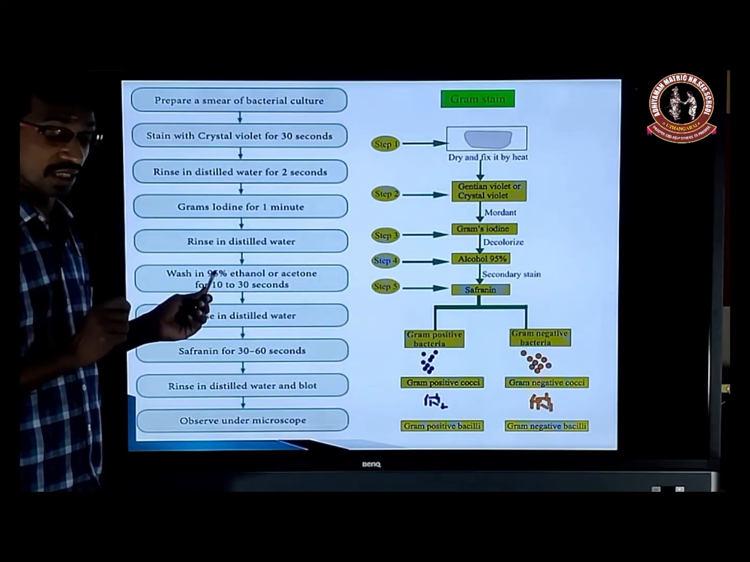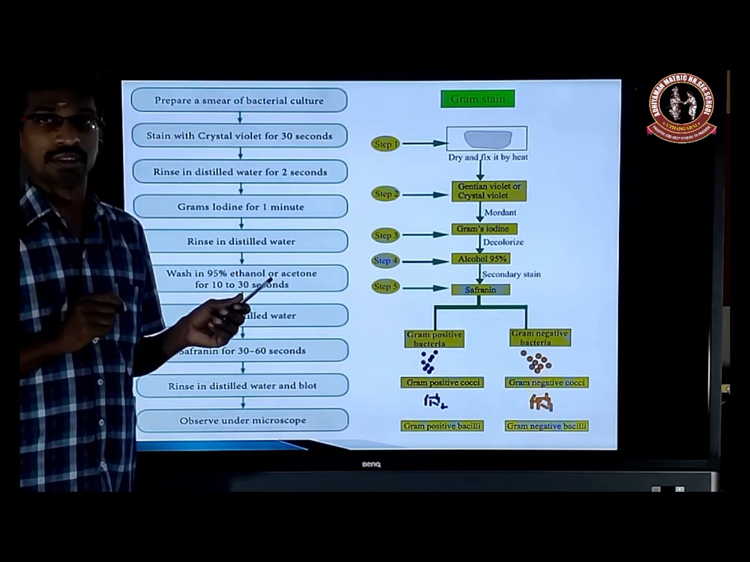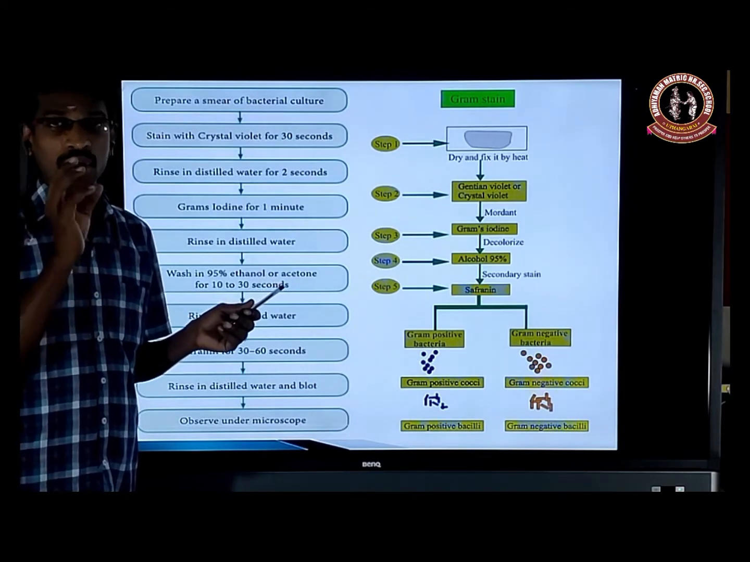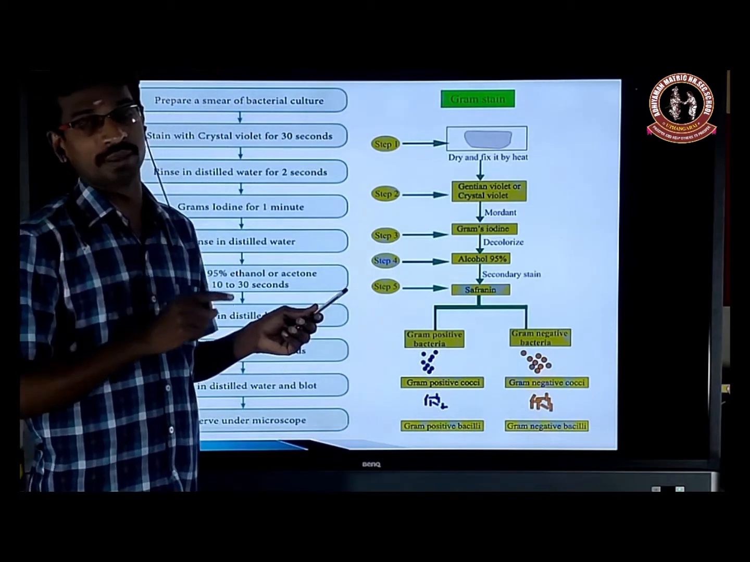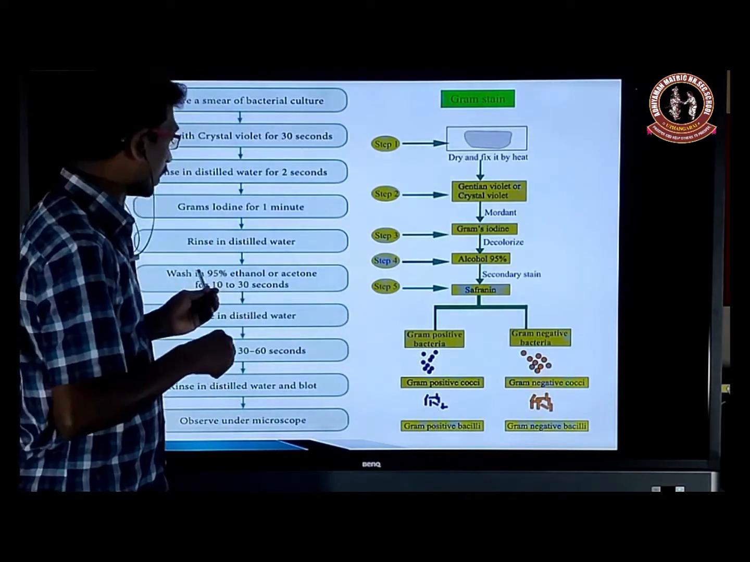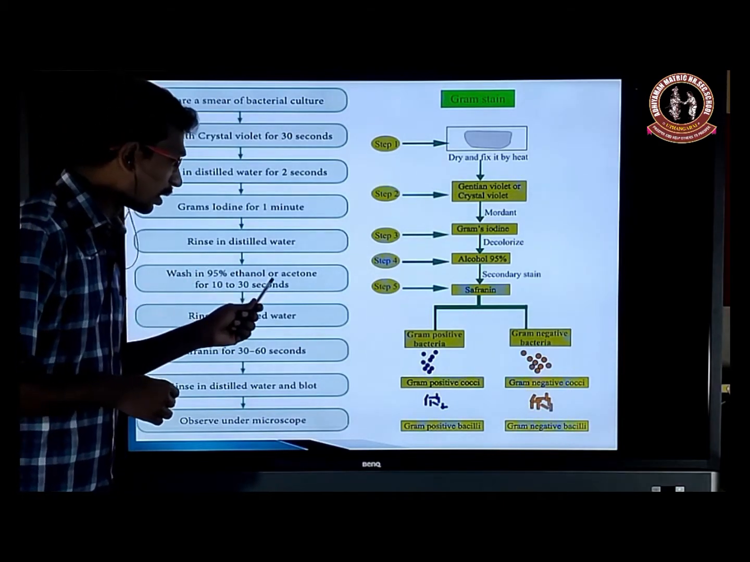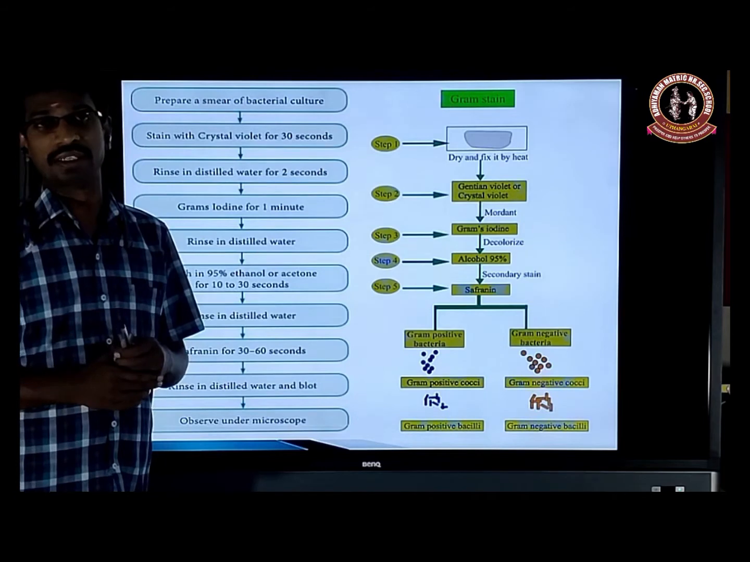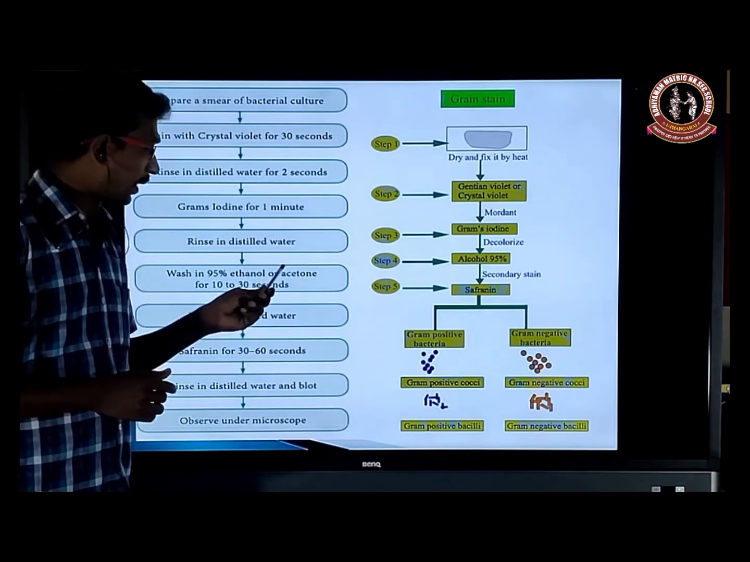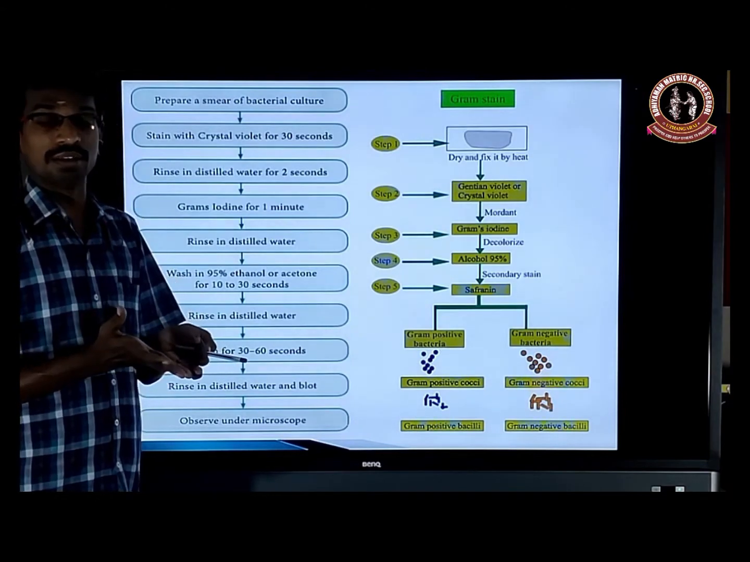Why do we use the decolorizing agent? Excess stain may be present on the slide, so we want to remove the excess stain. We want to observe only the bacteria. So that's why we remove the excess stain present on the slide. We use the decolorizing agent, that is 90% ethanol or acetone, for 10 to 30 seconds. The gram negative bacteria will lose the violet color.